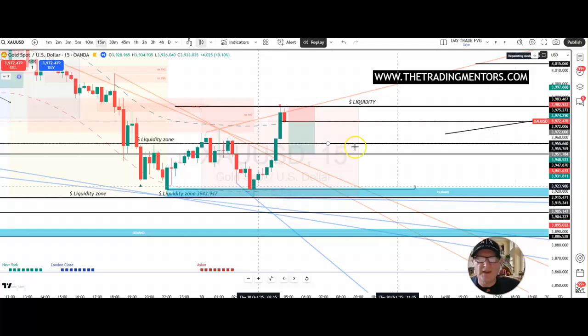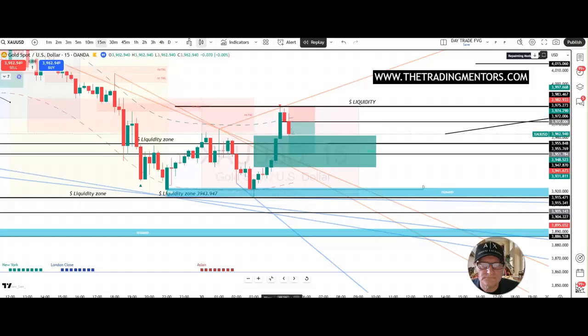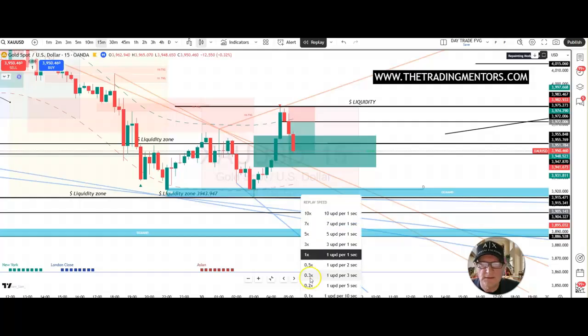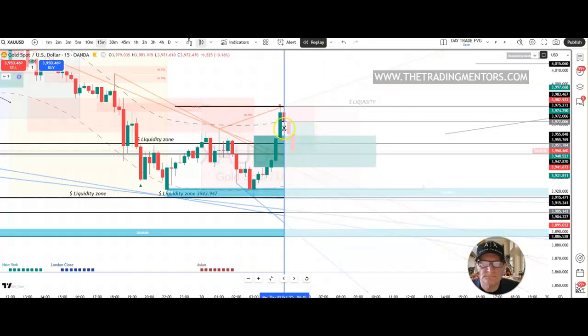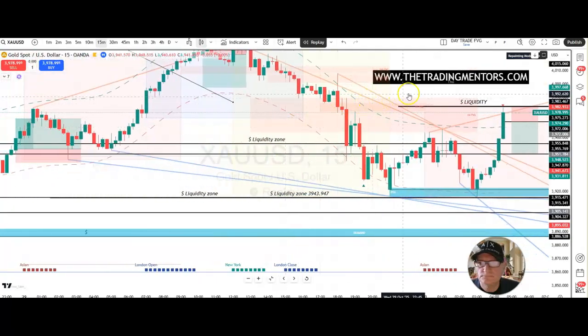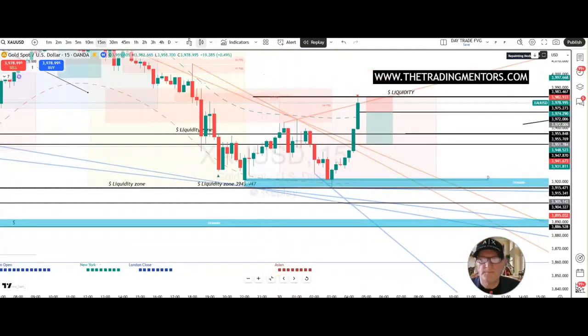Now the entry point here, you want to see and play out this 15-minute chart. So you're waiting for this red negative candle to finish. Okay, you have to wait for it to finish. Oh, that's skipped on a bit fast there. Hold on a second. Slow it down a bit.